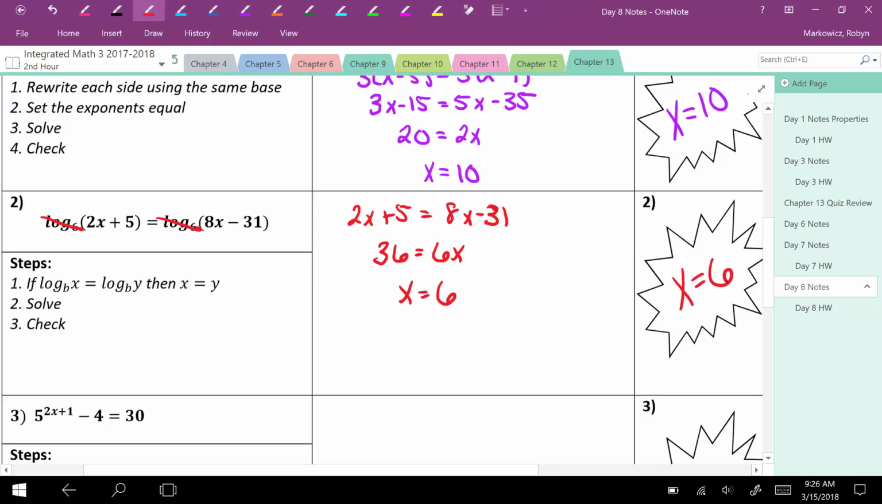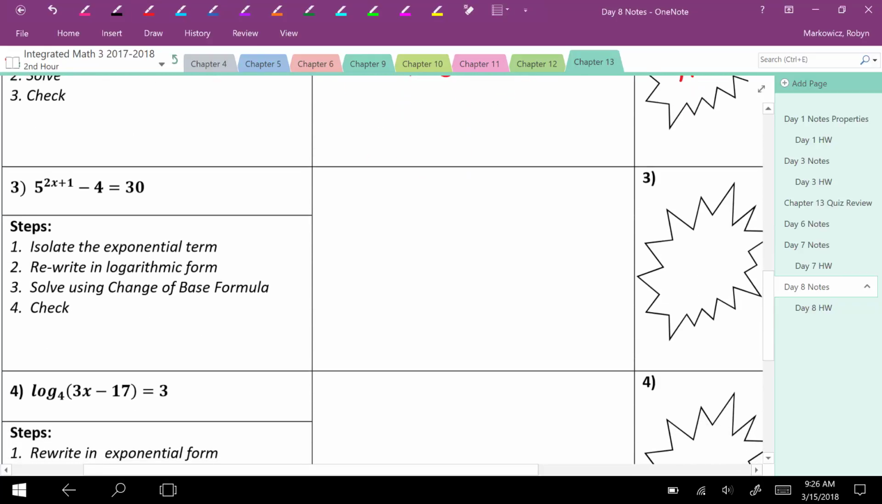Always, ladies and gentlemen, make sure you check your answers. If I did plug 6 into my x's, would I get a good argument? Yes. Therefore, all we need to know is that our argument does not end up being negative. Okay? All right, number 3.